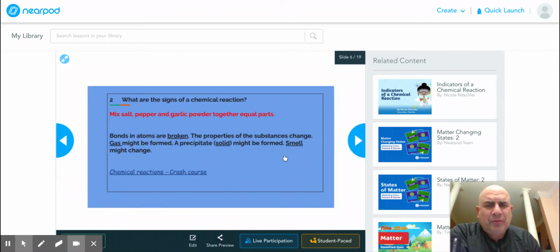What are the signs of a chemical reaction? How do we know we had a chemical reaction? Bonds and atoms are broken. The properties of the substances change. You might see gases formed. A precipitate, a solid, might be formed. The smell might change. It might get warm. It might get cold. Exothermic and endothermic reactions. That's evidence of a change. You might say, I used to have sugar here, but I don't have sugar anymore. That's a chemical change. When the properties itself change.